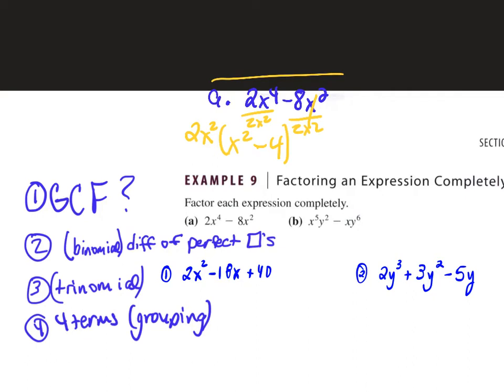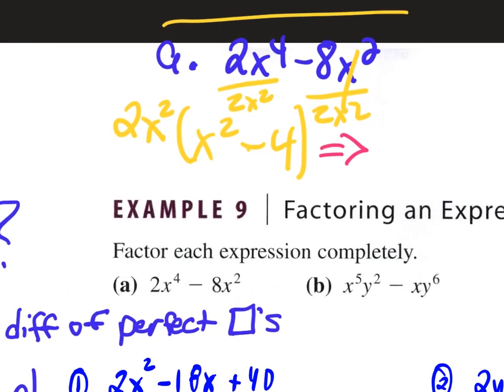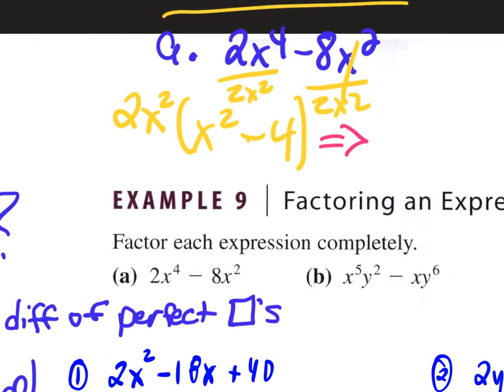What's the next question I should ask myself? Is this right here the difference of perfect squares? Well, we did that a couple days ago. Difference means there's a minus sign in the middle of the binomial, and we check to see if either of these are perfect squares. Are they? How do you get x squared? What times what? X times x. How do you get 4? What times what? 2 and 2.